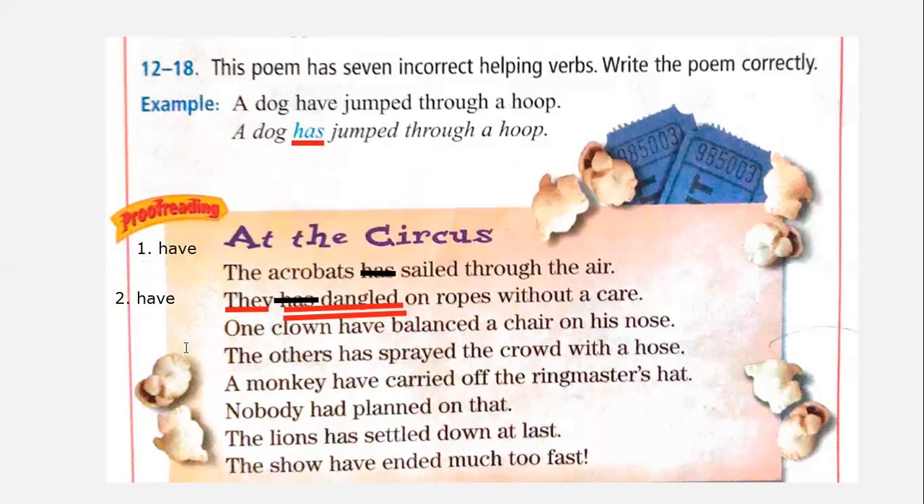Yes, my OCD. Okay, so the third sentence, one clown hath balanced a chair on his nose. One clown hath balanced a chair on his nose. So we identify the subject. And if you said clown, you're correct. This is what we're talking about, or who we're talking about. And we identify the verb phrase, the helping verb with the verb in a past form, have balanced.